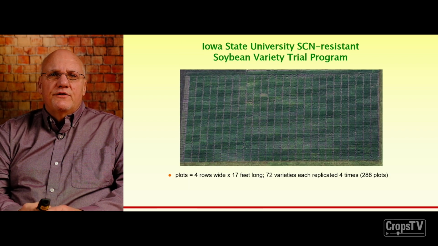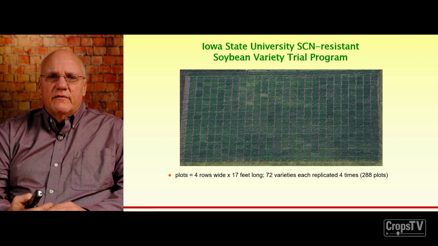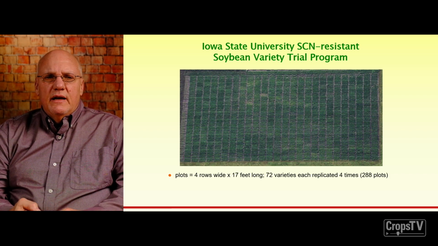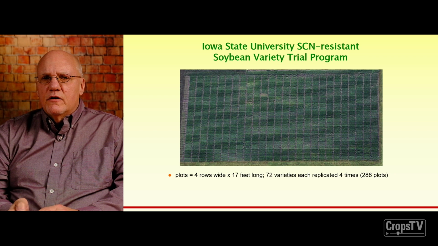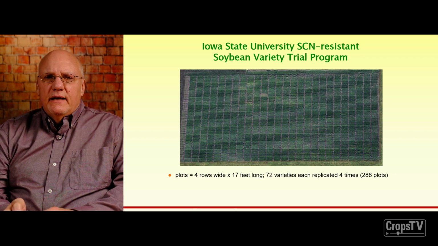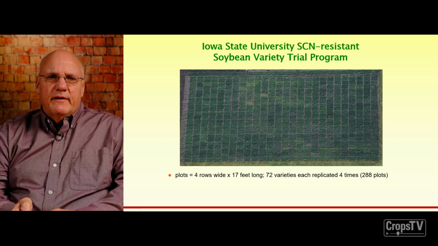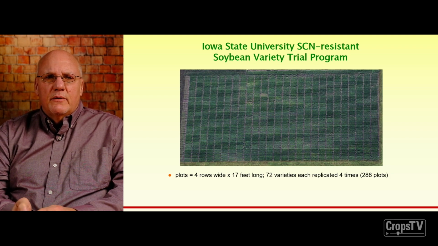So back to these variety trial experiments. I mentioned they're only 3.5 to 5 acres of a much larger field. Our general unit of study is a 4-row plot, so 4 rows wide by 17 feet long, and we're able to fit in 72 varieties replicated 4 times in an individual experiment. So this is the type of experiment that would be conducted 9 places throughout the state of Iowa.